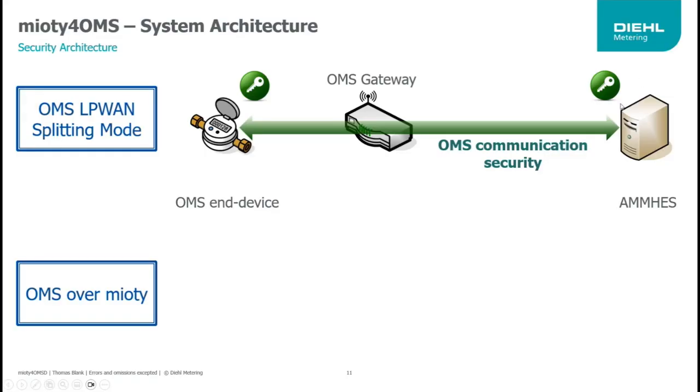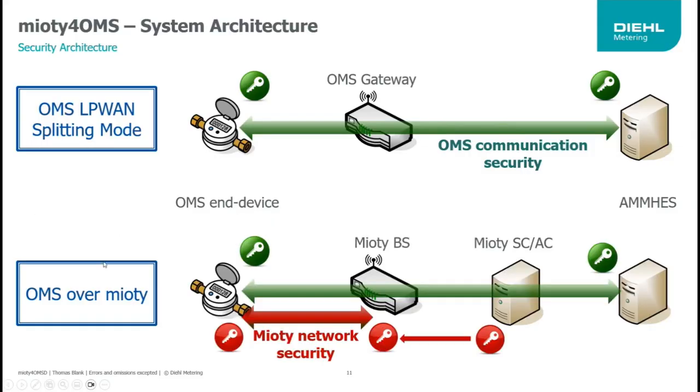And this security is an end-to-end security. There's no need for an OMS gateway to have this key. So the secure data are running from the OMS end device to the backend system. So what is the difference now in the OMS over mioty approach?